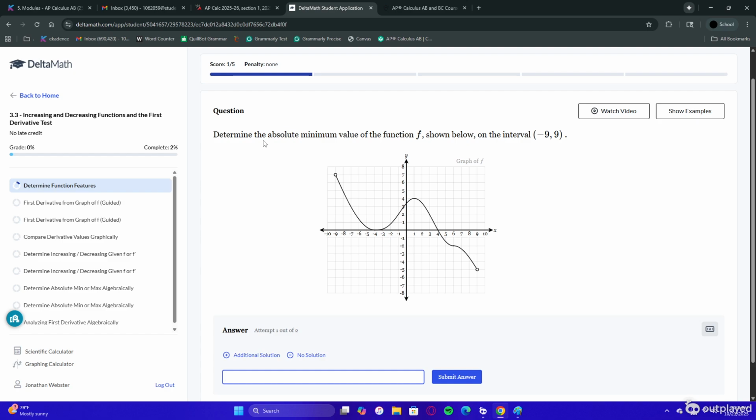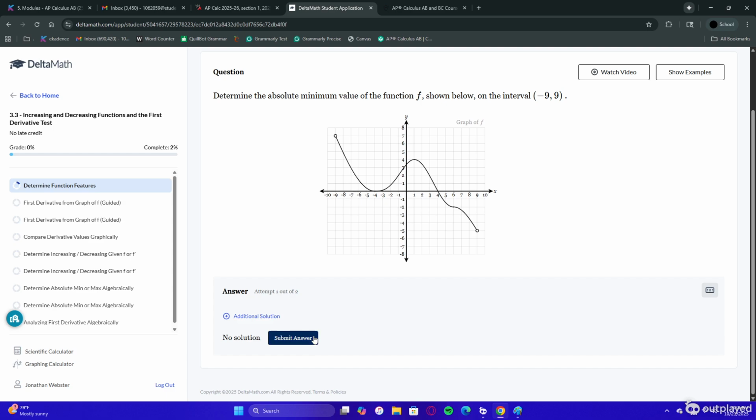Alright, here it's asking you to determine the absolute minimum, so the absolute lowest value on the whole interval from -9 to 9. So this is an open interval, and if you trace the graph from its beginning to its end, you're going to see that the lowest point is around here, but this is an open interval, so x equals 9 doesn't exist, so it has no absolute minimum value, meaning that it's no solution.